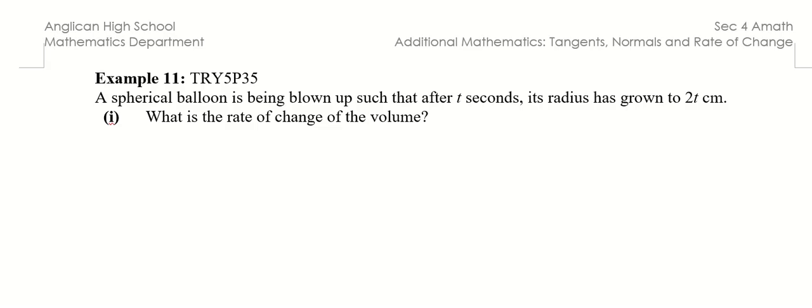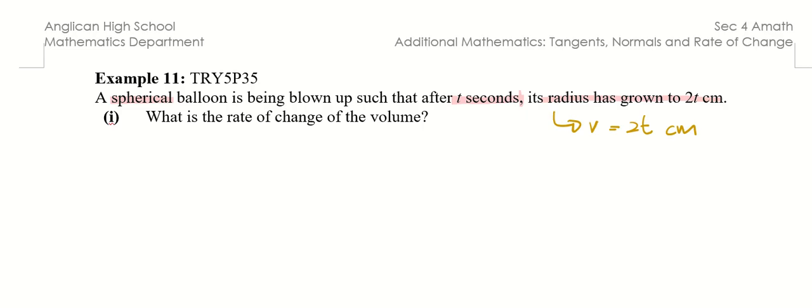Okay, let's look at example 11. A spherical balloon is being blown up such that after t seconds, the radius has grown to 2t. Again, a test of your information gathering and also your interpretation. The very first thing we need to look at is it is spherical. The second thing is the radius has grown to 2t cm. That means r at some point of time equals 2t cm. And what is t? t is actually time. So these are the information that you gather.